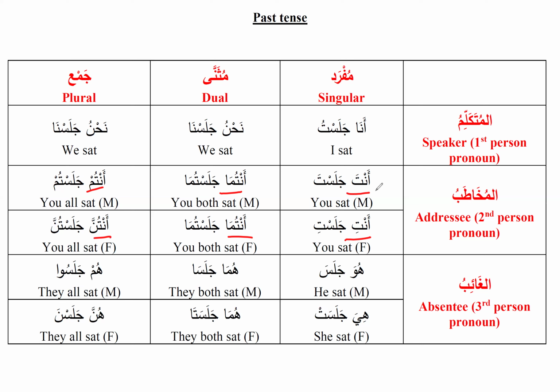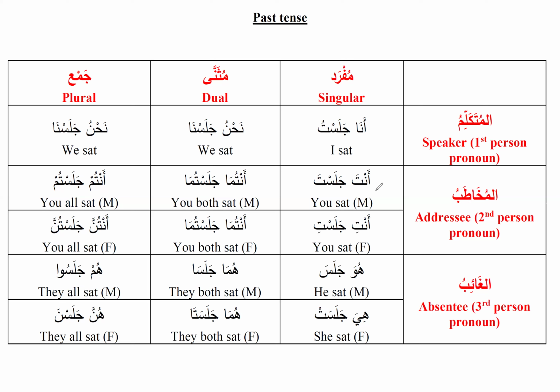So as you can see, the ta at the end, ta, tuma, tum. This is the same thing that we're adding at the end of the verb. Anta jalasta, antuma jalastuma, antum jalastum. As you can see, the endings of the pronouns and the endings of the verbs are the same. And likewise, anti jalasti, antuma jalastuma, antunna jalastunna. So once we understand the pronouns well, anta, antuma, antum, anti, antuma, antunna, then we can just apply the same thing to the end of the verb.